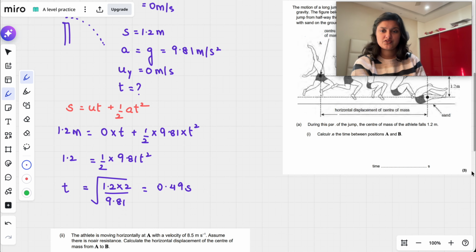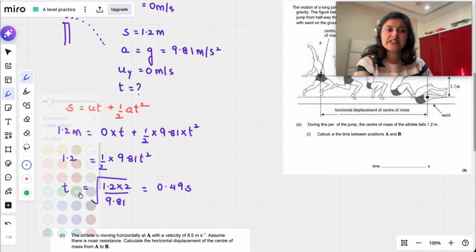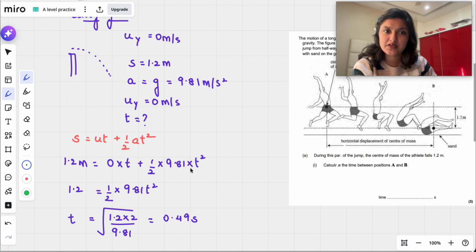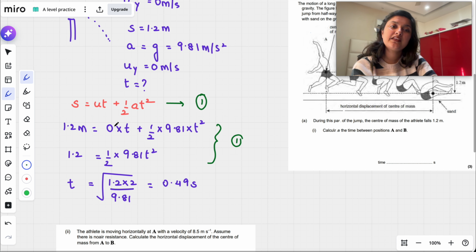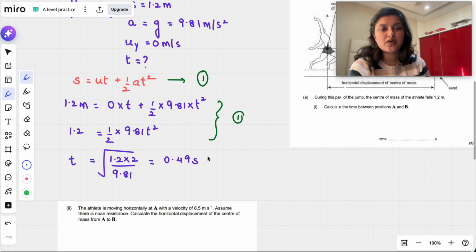If you look at the question, they have assigned 3 marks to this question. So let's see how each step matters to get those 3 marks. The first step is basically identifying which equation to use. So the first mark goes to that. Now the second mark goes to writing the process of finding the value, like writing the process of finding t. And then 1 mark goes to the correct answer.